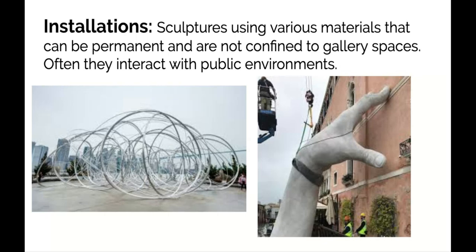The same goes for installation. So with an installation, the artist uses various materials that can be permanent or not. Sometimes they're meant to be impermanent, and they are not confined to gallery spaces, and they often interact with public environments. So you can see the example on the left, you could actually walk through all of those metal wires and circles. And then the example on the right is actually in process of being constructed, but it's on the side of a building where you could walk around the sculpture as you can see the people there.